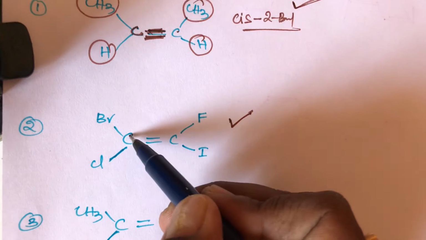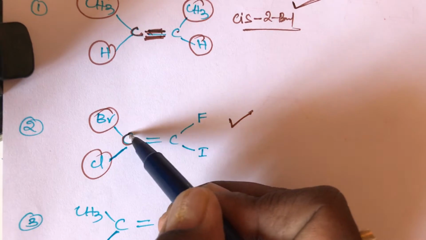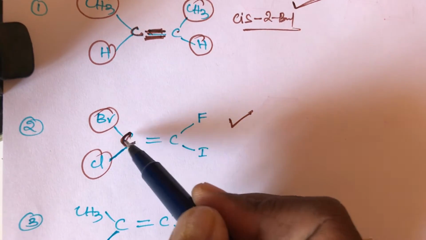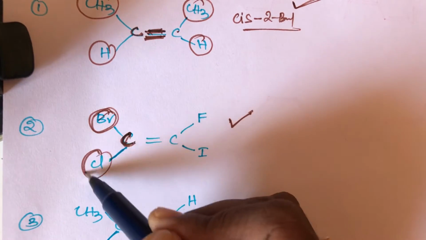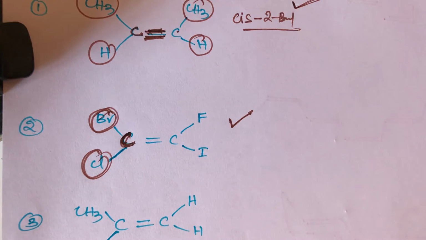Why? Because this carbon has one bromine and one chlorine. And what I said is that the terminal groups should be different. This is the terminal carbon, and the terminal groups must be different. So this carbon has two different groups, and that's why it also exhibits geometrical isomerism.